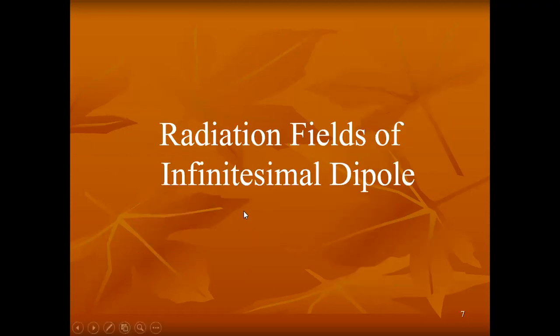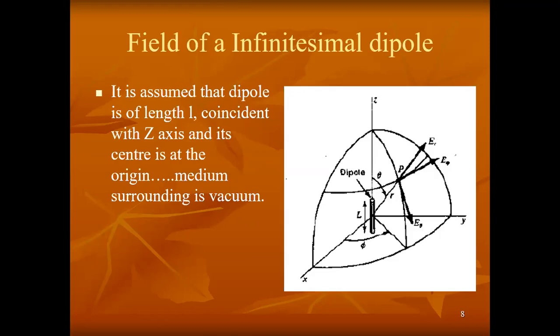Now, the radiation field of the infinitely small dipole antenna. For any antenna, we are going to understand the radiation field. In the radiation field, there are some considerations. It is assumed that the dipole is of length L, placed along the z-axis. You require a basic understanding of the coordinate system. If you don't know it, you can refer to my previous video for better understanding. The antenna is placed at the origin, at the center.